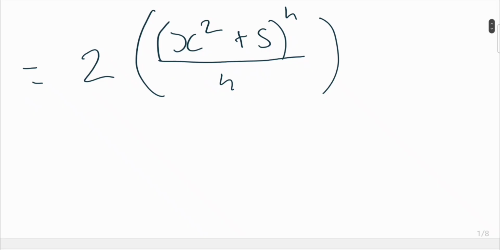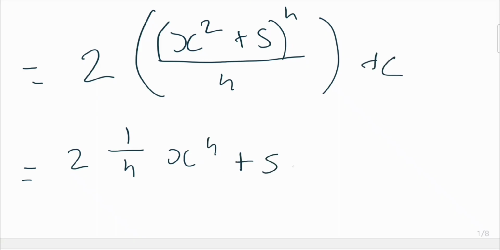But here, if we want to make this more simple, we can do it like this: 1 over 4 times (x squared plus 5) to the 4th, plus c.